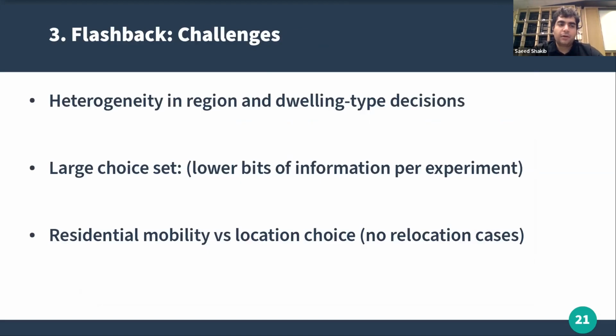Flashback to the challenges addressed by this survey design. We address heterogeneity in behavior in region and dwelling type. We narrowed our large choice set into choices that are relevant to that person, which means for each experiment, on average, we're getting more bits of information. And since we are offering location choices that are relevant to that person, we are getting more. So we can resolve the issue that we had.